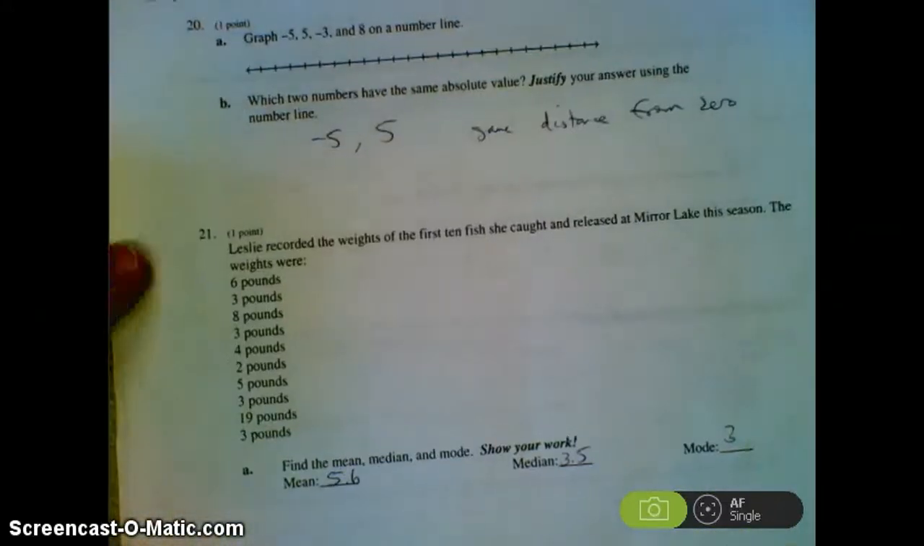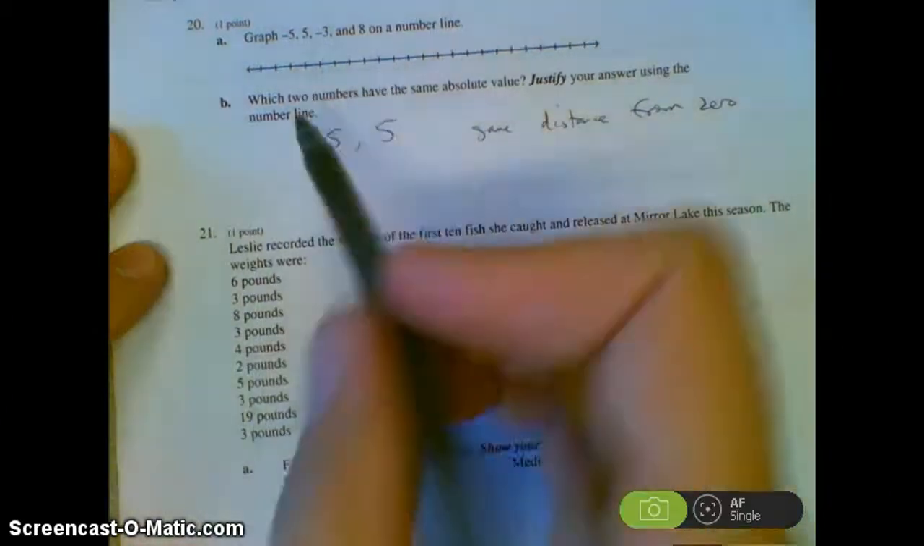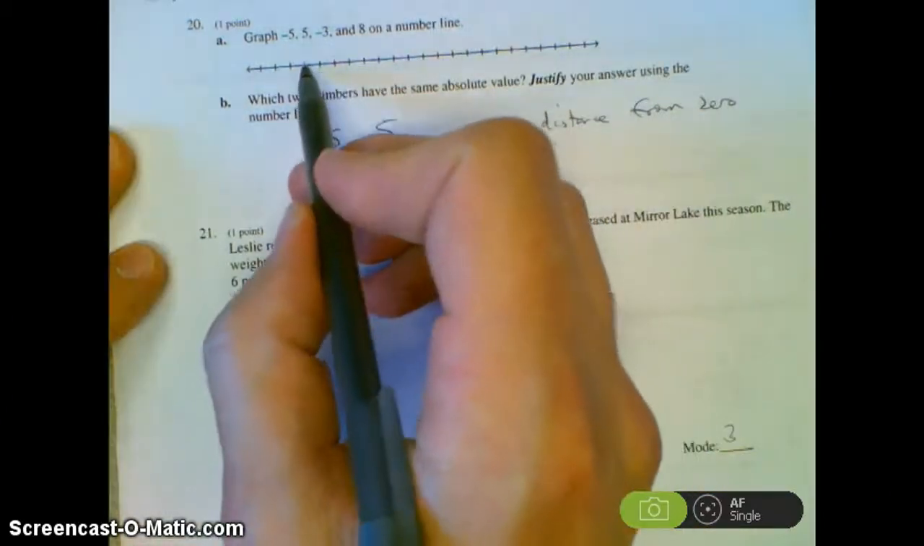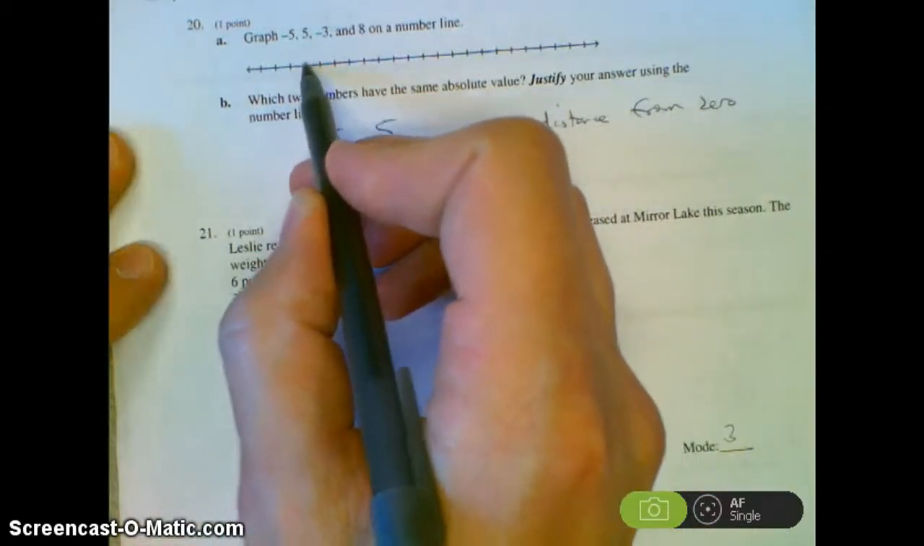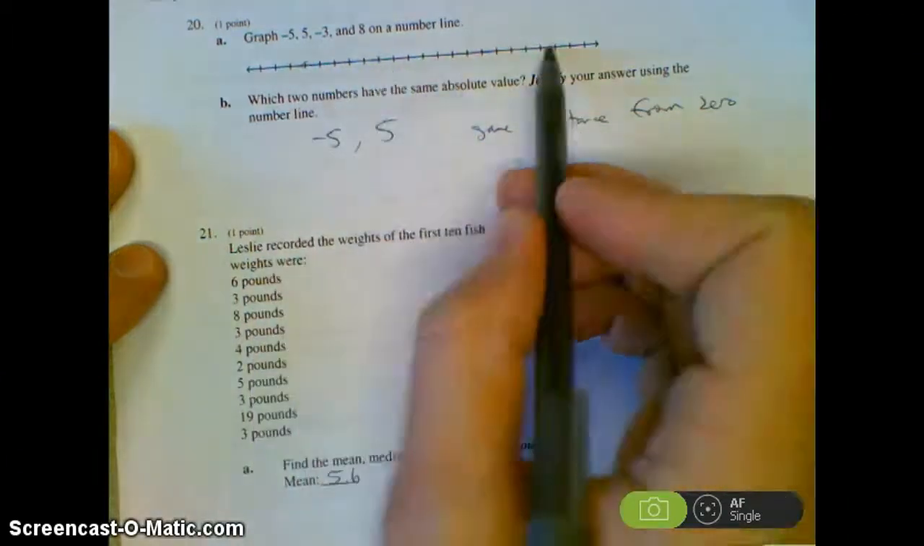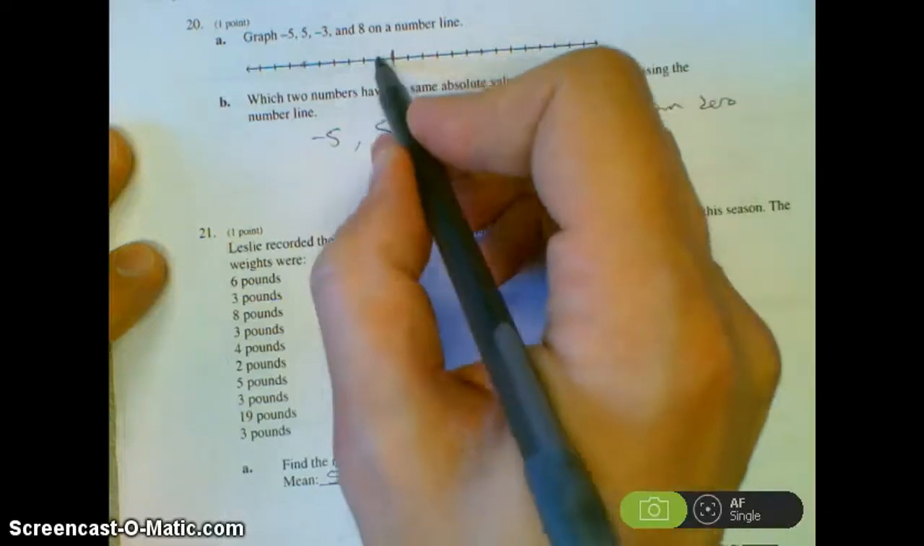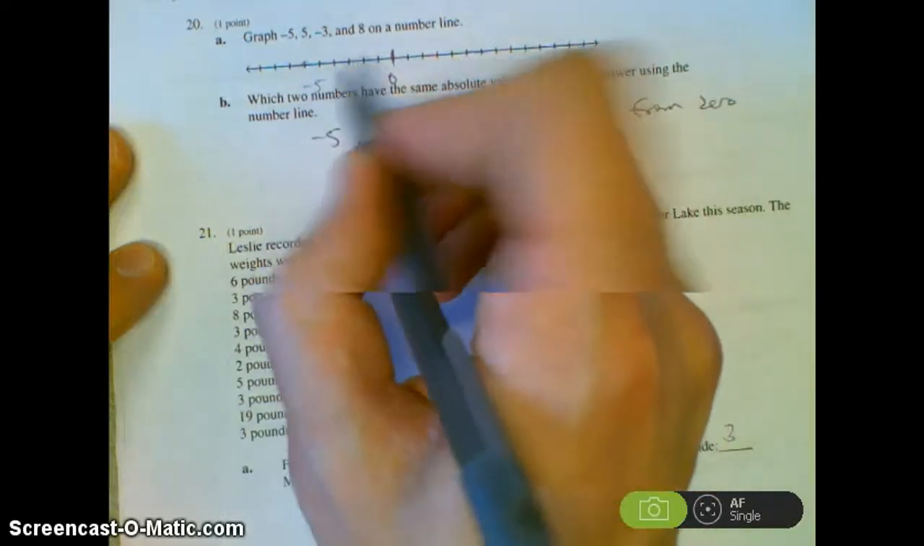And the back side. To graph these, I think just about everybody got these right, but we had something like -5 over here, -3, 5, and 8. Using that, you can show that here's 0, 1, 2, 3, 4, 5, negative 5, 1, 2, 3, 4, 5.